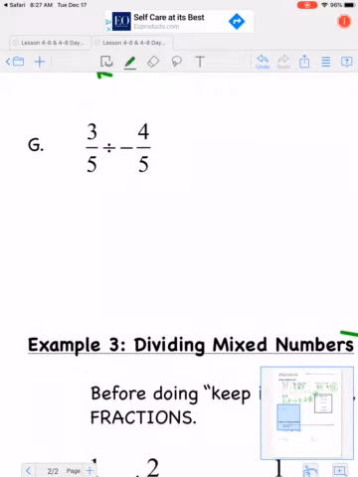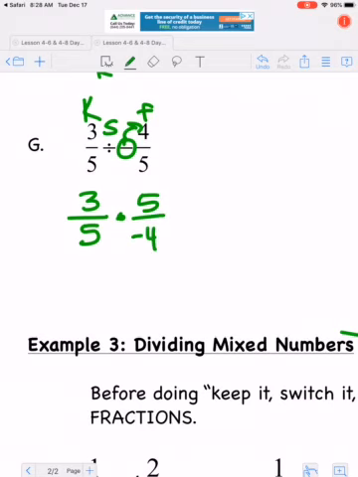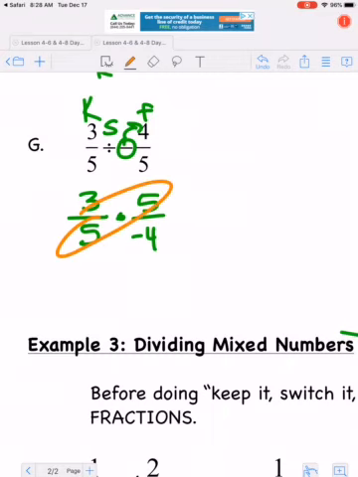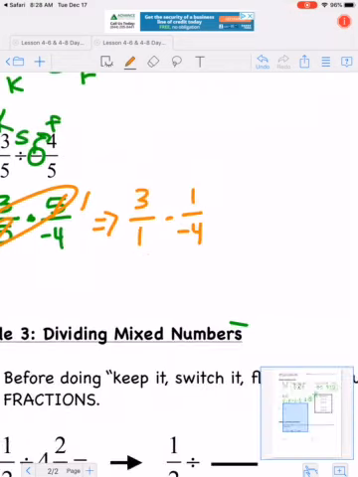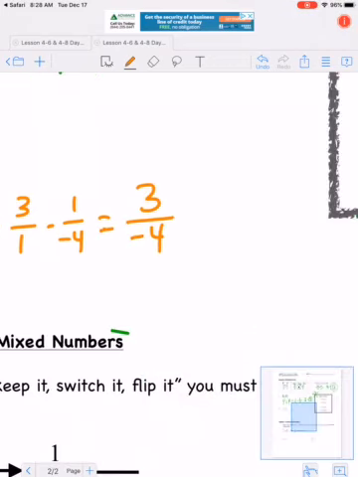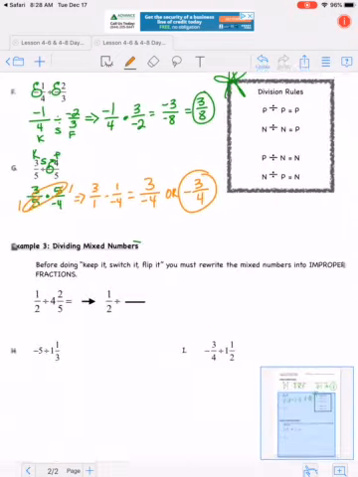Okay, for letter G, same thing: keep it, switch it, flip it, and make sure that your negative goes to the top. So you get 3 over 5 times 5 over negative 4. Just as I had taught you earlier, if you do cross products and they're the same number, they can both simplify to 1. So you get 3 over 1 times 1 over negative 4, multiply straight across, and you get 3 over negative 4, or you could just rewrite it as negative 3 over 4 as your final answer.